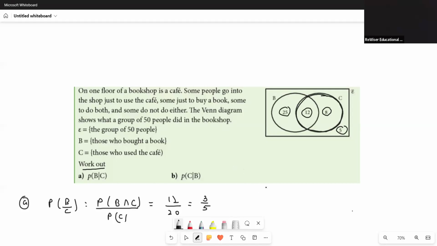Similarly, if I want to respond for the B part of the question, that is the probability of C given B. That is written as P of B intersection C again, but in this case, it's divided by the probability of B. So B intersection C, 12, remains the same. Now the probability of B, I have to take the B circle, so that should be equal to 37. So that's the answer to these types of problems using conditional probability. Give me a few minutes to note and analyze this.